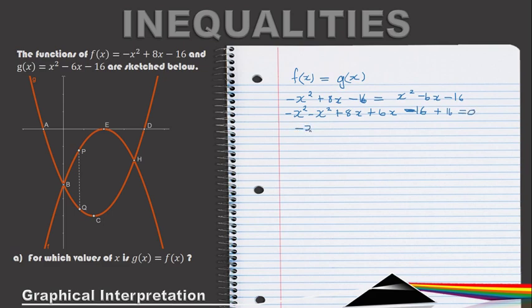So here we have minus 2x squared plus 14x equals 0, and then we can factorize out minus 2x, and then we're left with (x minus 7) equal to 0. So therefore x is equal to 0, or x is equal to 7. So obviously this x value belongs to B, and then this one will be at 7.